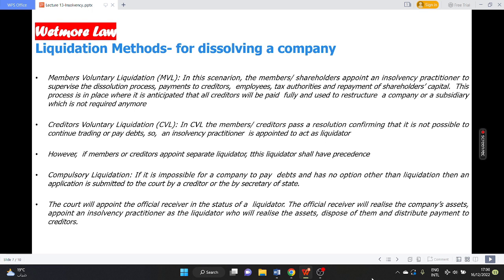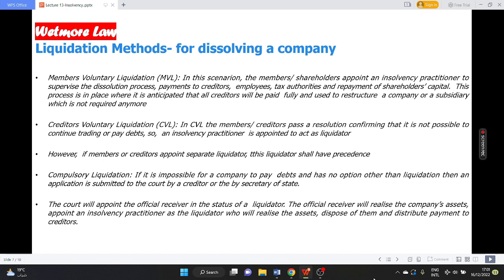Liquidation, principal methods of dissolving a company. Members' or shareholders' voluntary liquidation (MVL), whereby the members or shareholders appoint an insolvency practitioner to oversee the dissolution of the company. Payments to creditors, including employees and tax authorities, and repayment of shareholders' capital. This is used where it is expected that all creditors will be paid in full. This is commonly used in restructuring companies where a subsidiary is no longer needed or feasible.